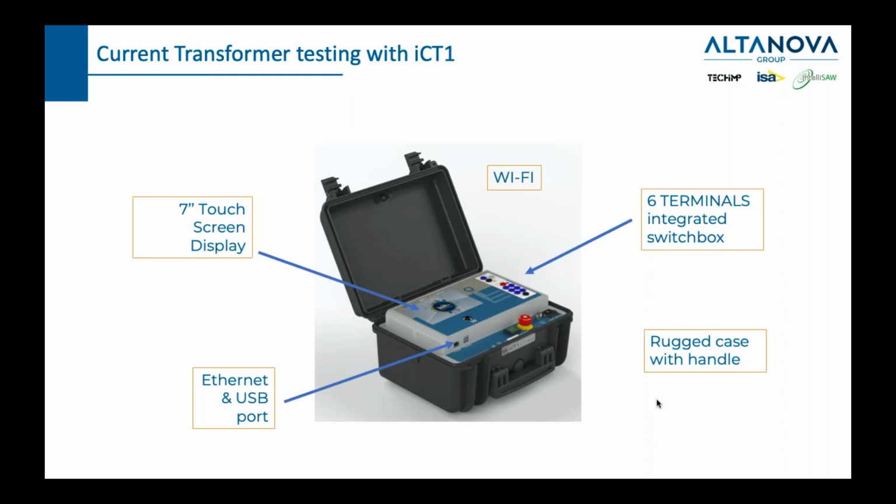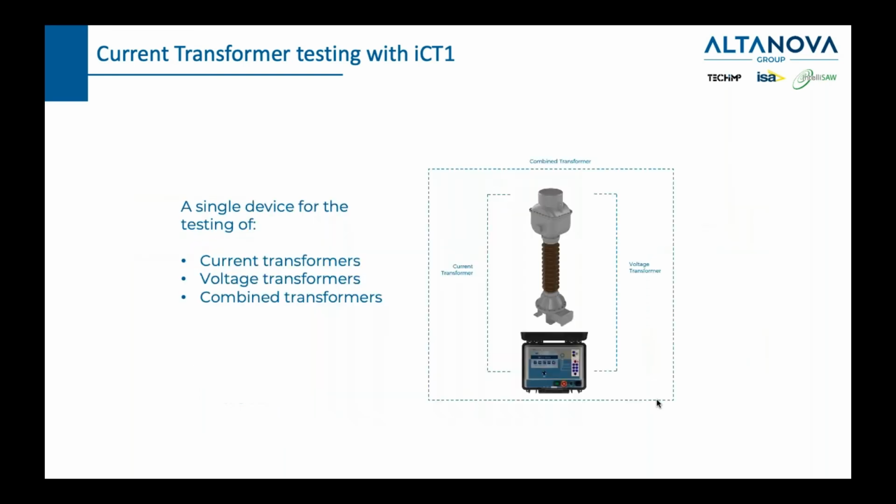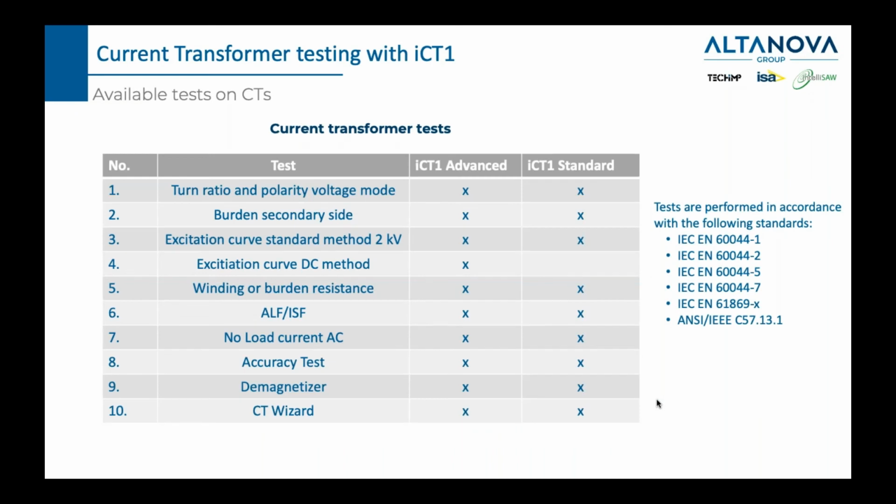So this is the description of the instrument, which is the latest product from our R&D team. And this instrument, as mentioned before, is one device which is used to test current transformers, voltage transformers, and combined transformers. Now, here are all the functions listed, which can be tested using iCT1.